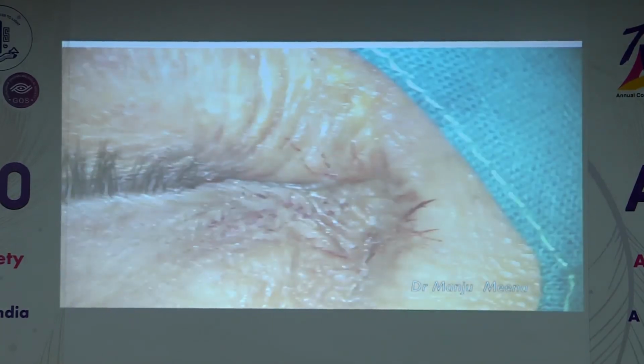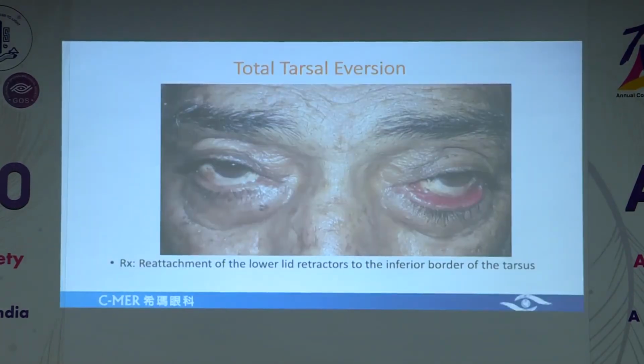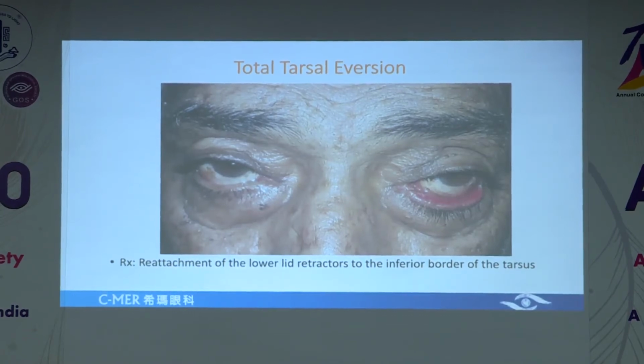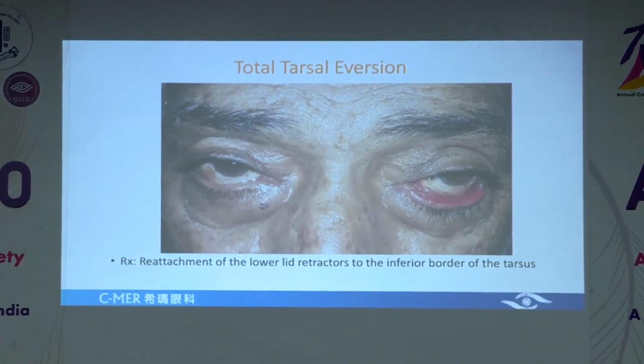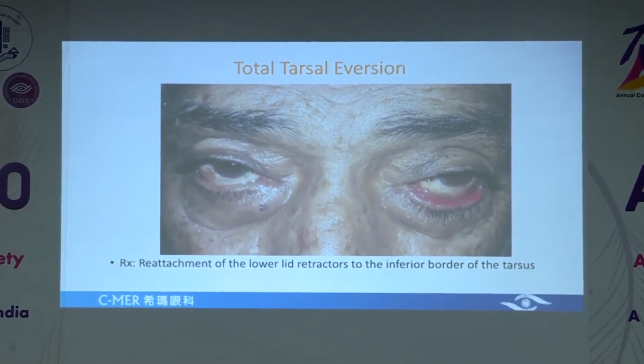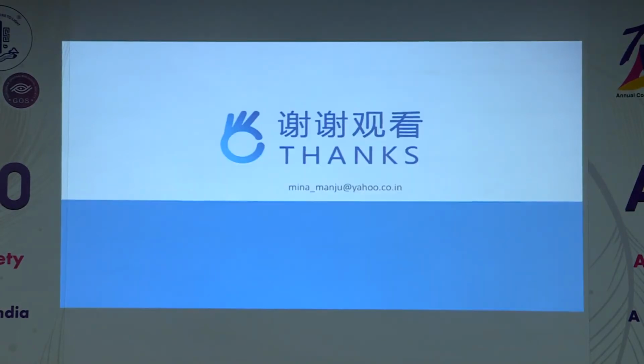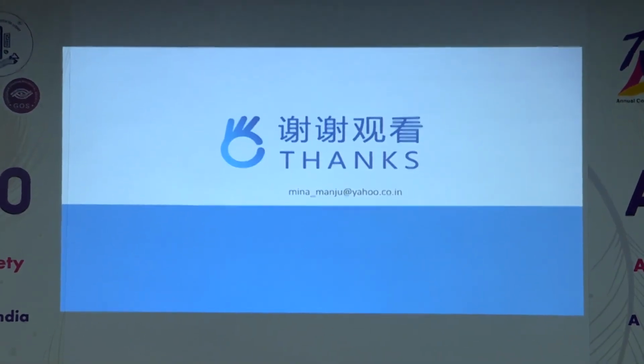Another condition which is known as total tarsal eversion is because of the disinsertion of the lower lid retractors along with the horizontal laxity. So these cases are treated in a similar way but through the transconjunctival approach as done in the Jones procedure. So I'm not showing any video for that. Thanks for your time.